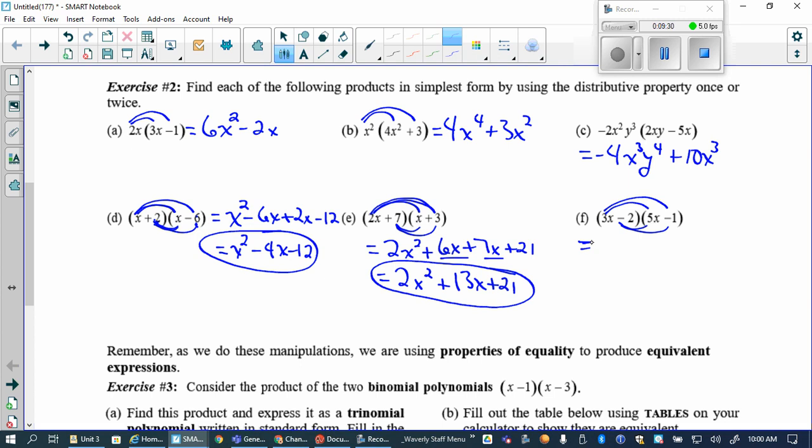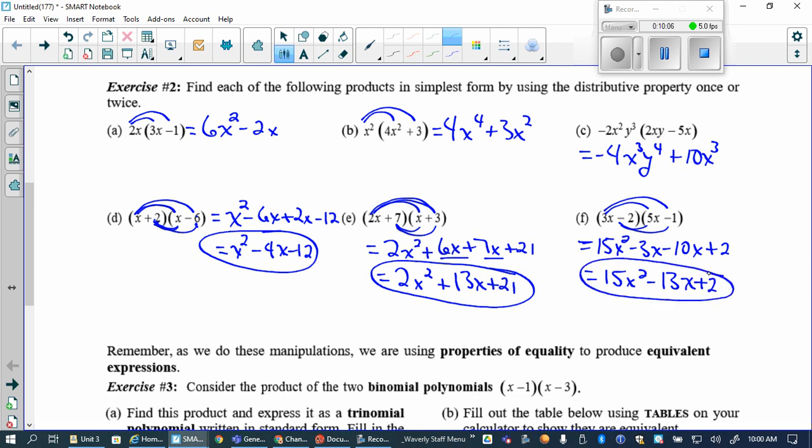Show of hands. Yeah, okay. Well, when we distribute the 3x, what do we get? 3x times 5x is what, everybody? 15x squared. Keep going. Minus 3x. And now we're doing the negative 2. So negative 10x plus 2. Negative times a negative, right? Now we combine the like terms in the middle. 15x squared minus 13x plus 2.